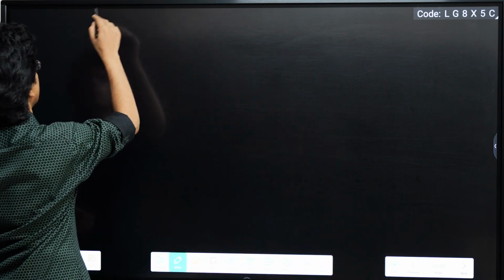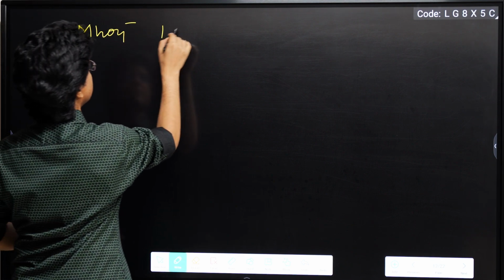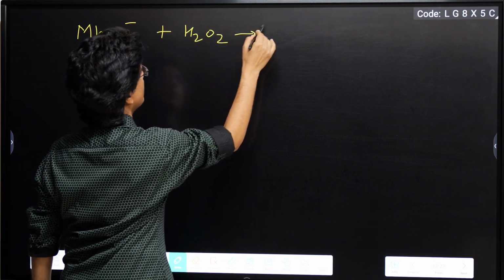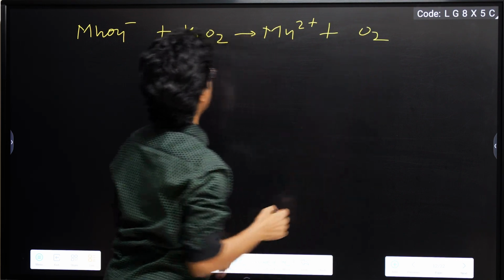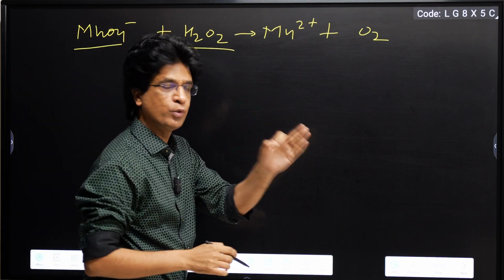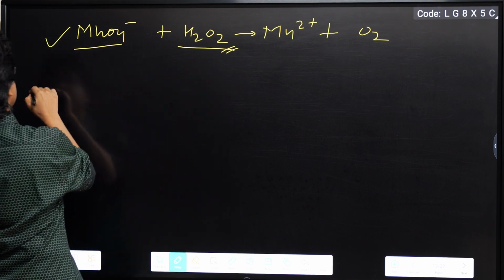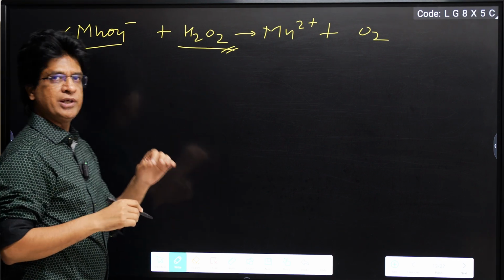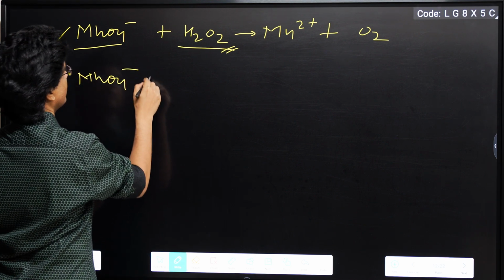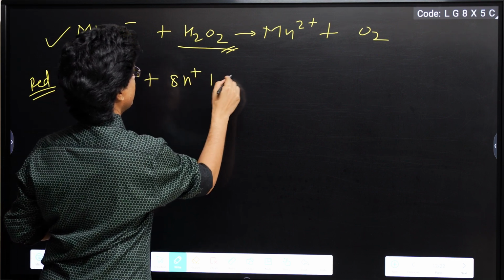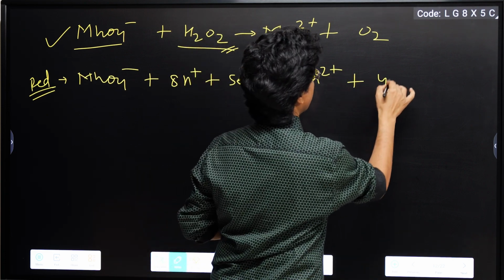So come on, let's do one more question, and that will be MnO4- plus H2O2 giving you Mn2+ and O2. Now, all these ingredients we have seen earlier. I told you to learn the equations of MnO4- and H2O2 as well. So we'll write down the reduction reaction. You can write down oxidation as well as per your choice. So MnO4-, 8H+, we have learnt it, 5 electrons giving you Mn2+ and 4H2O.